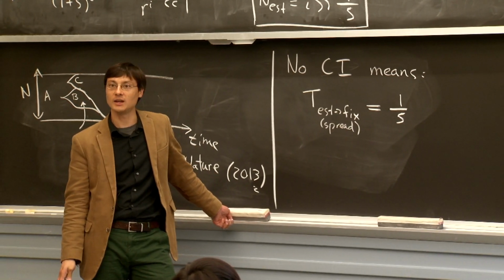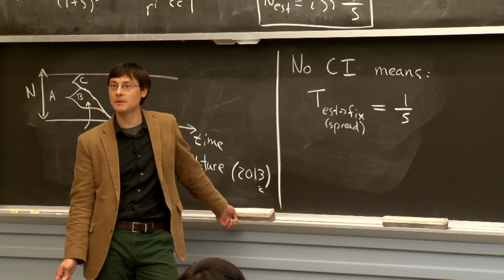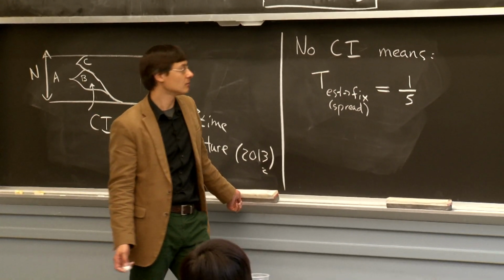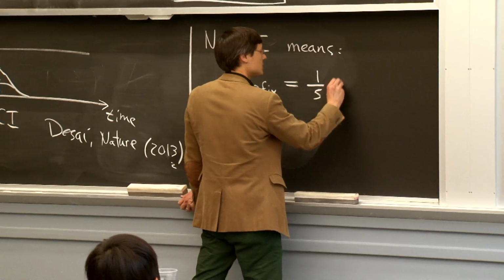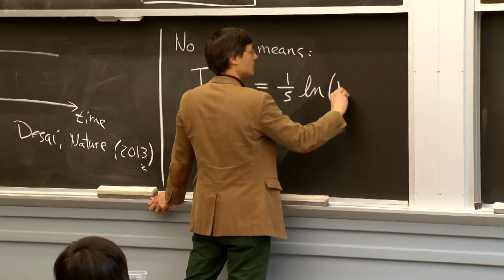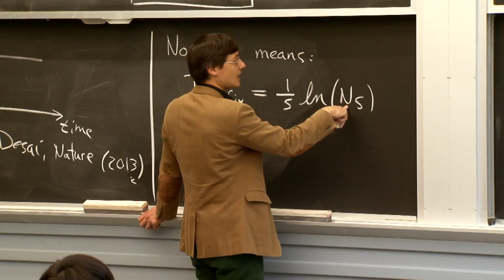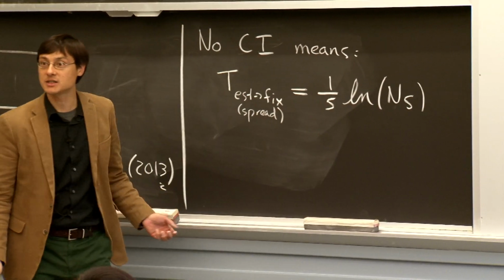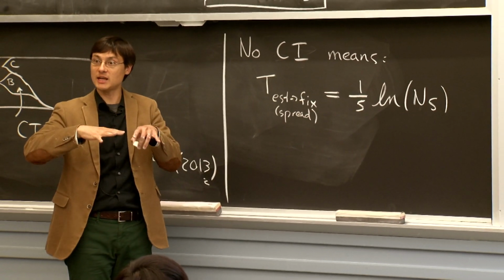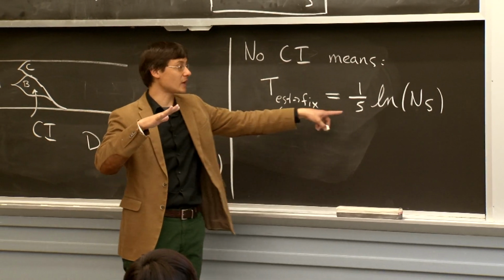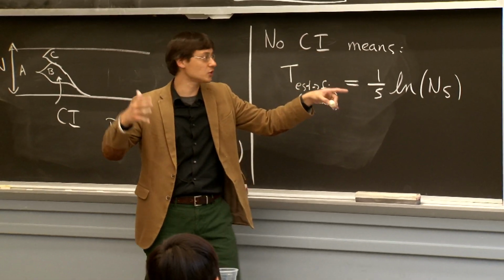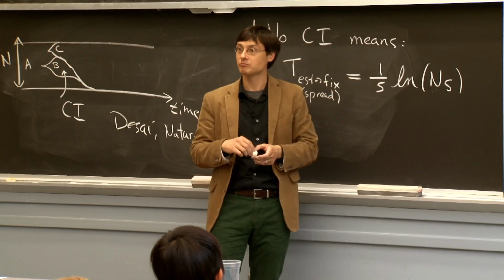Okay. And then how else is it going to depend on? N. Right. And indeed, this is going to be the log of n times s. It's really n over n established, right? Because the idea is that you start out at n established, you grow exponentially with rate s until you take over the population, size n.